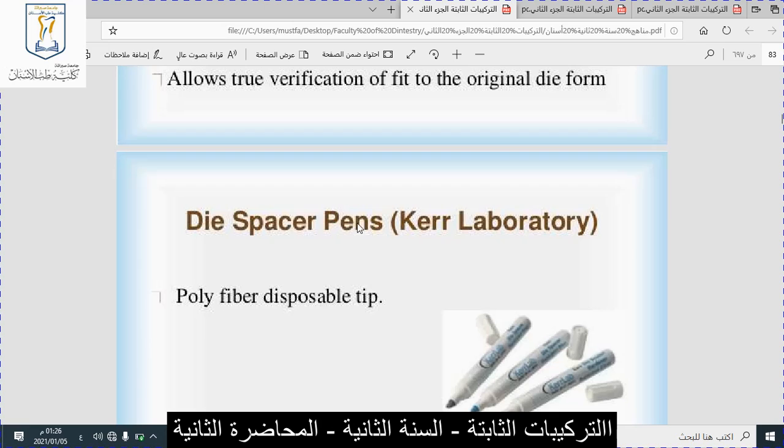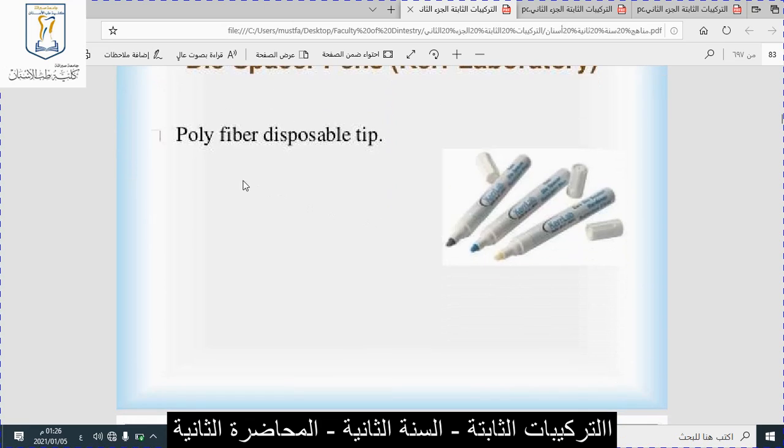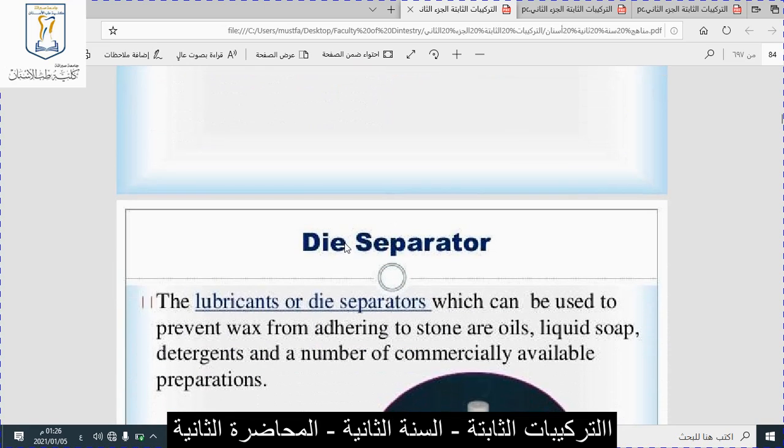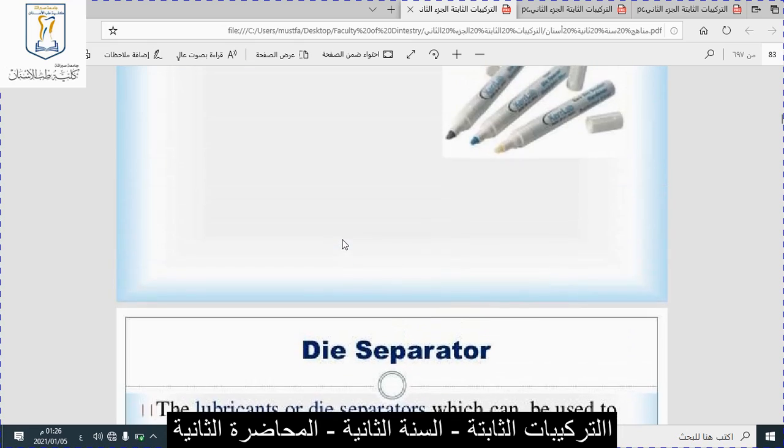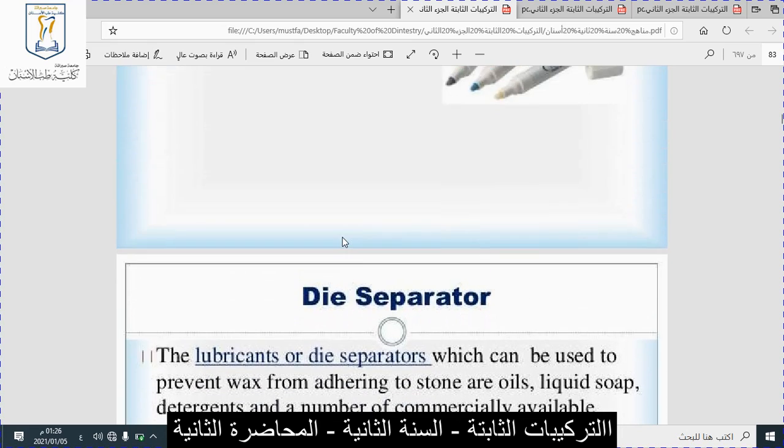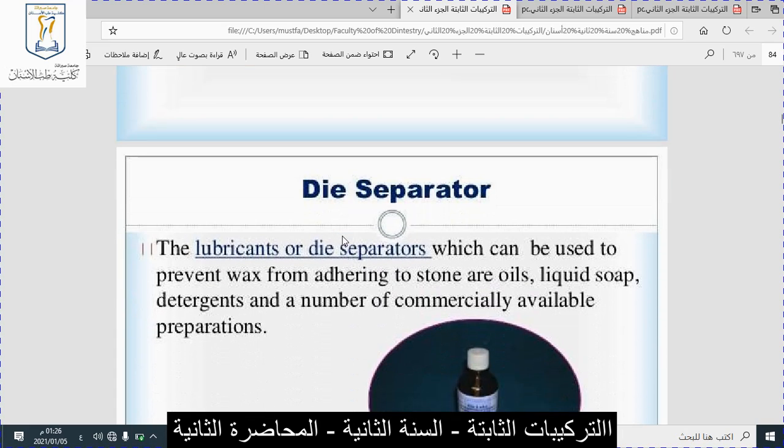Die spacer bin, this is another type, die spacer bins. Polyfiber disposable tips. Die separators. Die separator or die relief. Die separator or die lubricant. Die spacer, die relief.